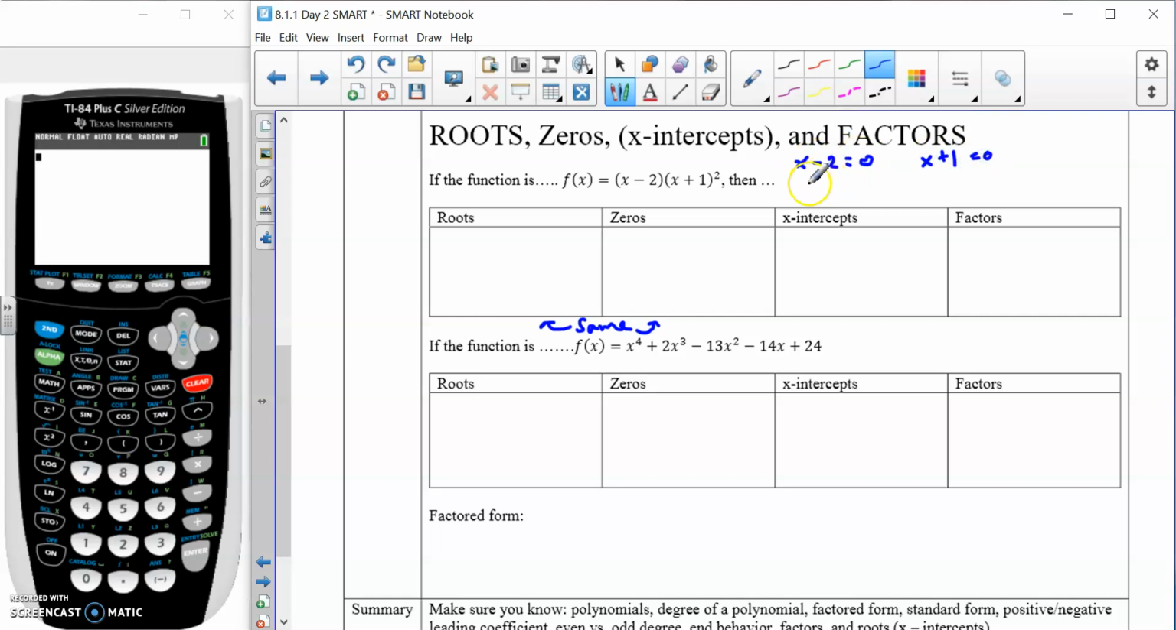So when you do this one, you add 2 to both sides, you get an answer of 2. And when you do this one, you subtract 1 from both sides, and you get -1. So we know that our roots are going to be 2 and -1. Now, something to notice is that this x plus 1 factor has an exponent of 2. So technically, we should name that root twice.